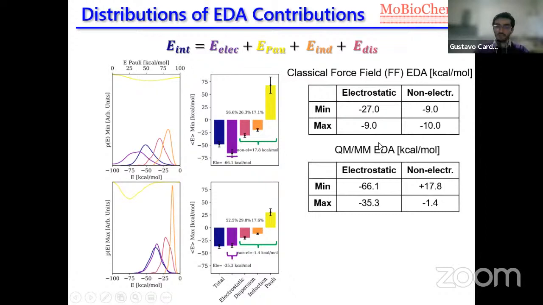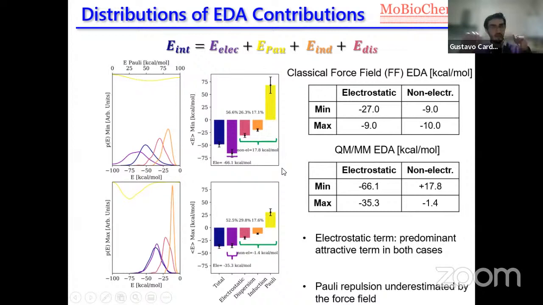We have seen that the electrostatic term is predominant pretty much outside of the membrane, but also inside of the membrane. And the second part, perhaps the more relevant, is that we see the numbers: of course, a non-electrostatic term in the QMMM approach is less negative than in the case of the classical MD. And it even becomes positive when we go to the minimum region.